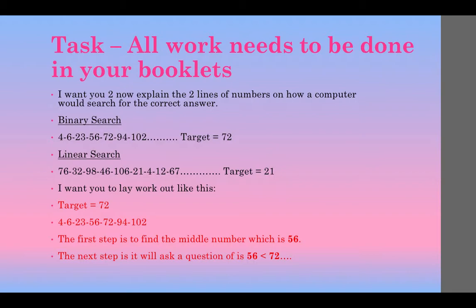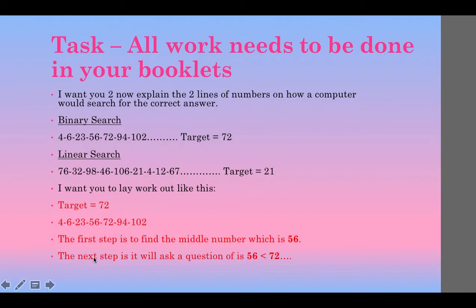Now, I would like your work to be laid out like the following, okay? So at the top, your target. So you might put binary search as a subheading, and then you'll have target equals 72, for instance. And then you'll write down the number line like that. Then underneath, your first step is to find the middle number, which is 56, which is there, 56.